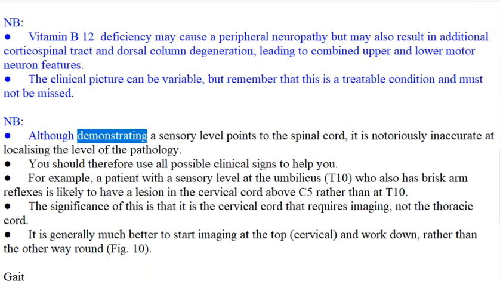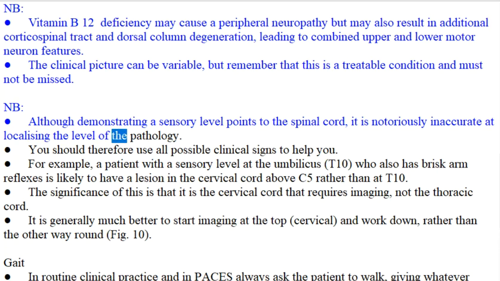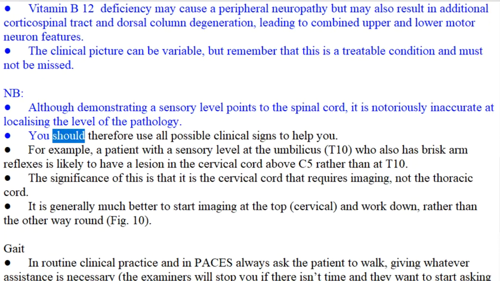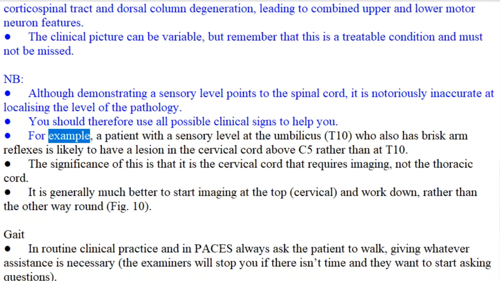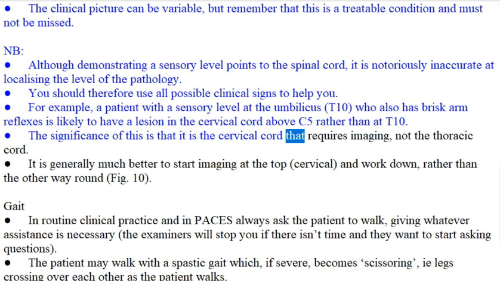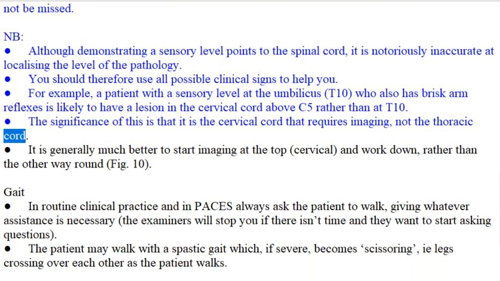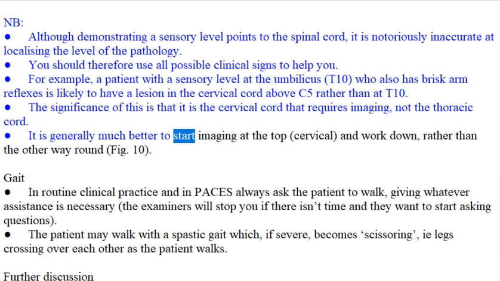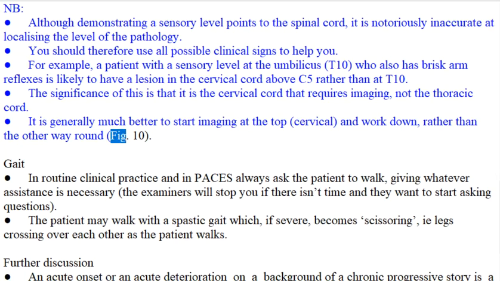NB. Although demonstrating a sensory level points to the spinal cord, it is notoriously inaccurate at localizing the level of the pathology. You should therefore use all possible clinical signs to help you. For example, a patient with a sensory level at the umbilicus, T10, who also has brisk arm reflexes is likely to have a lesion in the cervical cord above C5 rather than at T10. The significance of this is that it is the cervical cord that requires imaging, not the thoracic cord. It is generally much better to start imaging at the top, cervical, and work down, rather than the other way round, Fig 10.